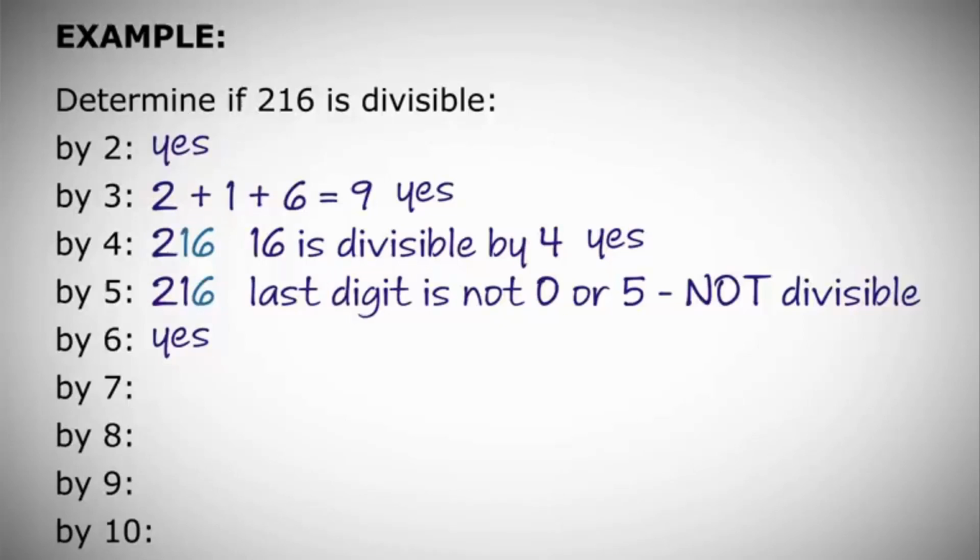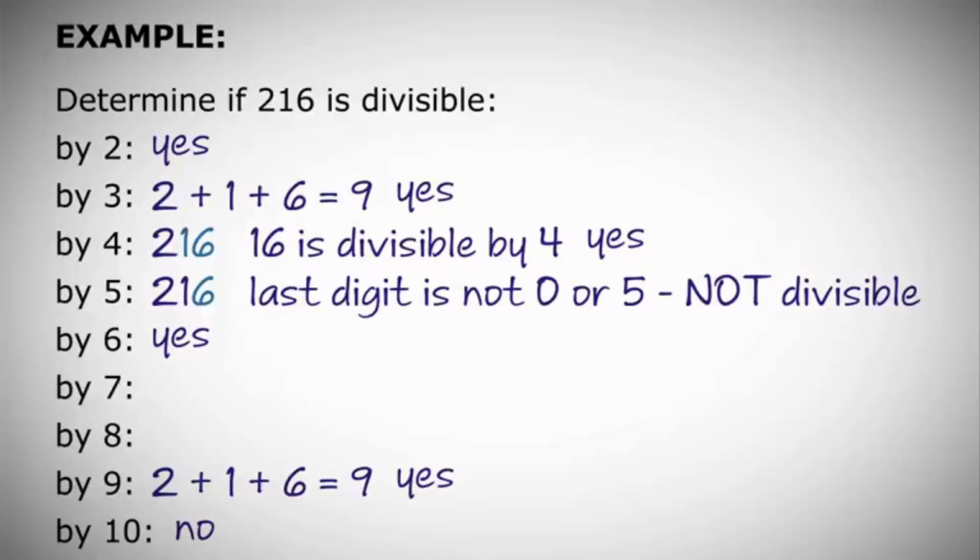216 will be divisible by 9 if the sum of its digits add up to a number that's divisible by 9. Again, add 2 plus 1 plus 6, which gives you 9, which is divisible by 9, which means that 216 is divisible by 9. Finally, is 216 divisible by 10? No, the last digit is not 0, so 216 is not going to be divisible by 10.